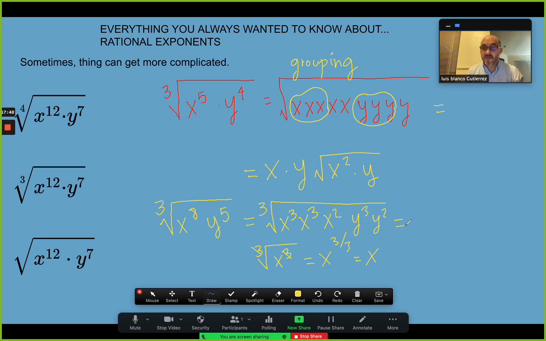So what can I cancel out? I can cancel out 1 x, 1 3, 1 3, and 1 3, right? So x times x is going to be x squared. I have 1 y, and then whatever is left is going to be inside the radical. X to the second, y to the second. So the point is that you can do this in different ways.